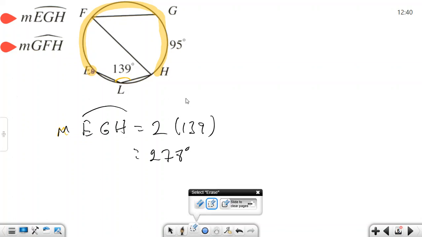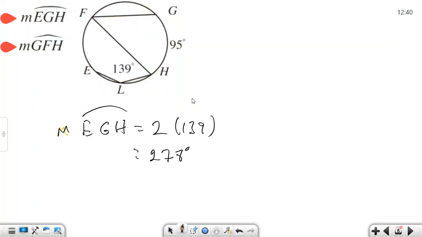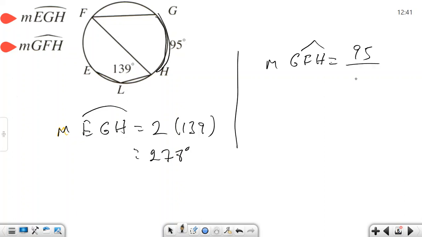Let's clean that part. Now the next example: what is the measure of GFH, the angle? This time it's asking about the angle. The measure of GFH, that's an angle, is half of the arc, and as you see the arc here is 95. It's half of 95. So 95 divided by 2 is equal to 47.5.